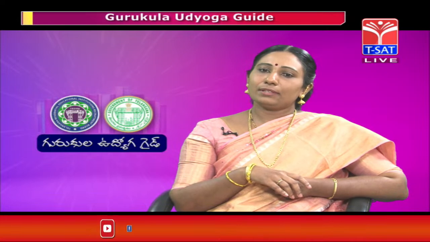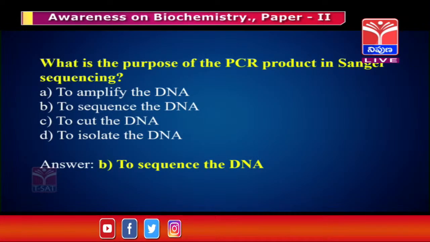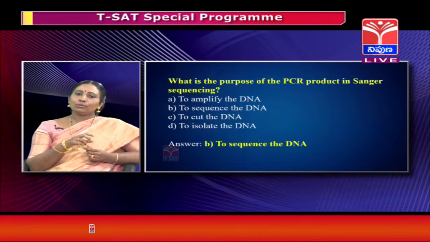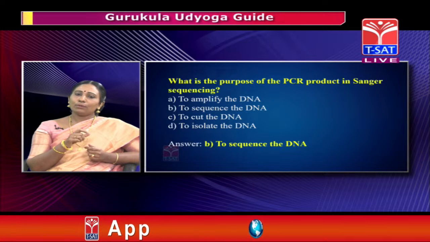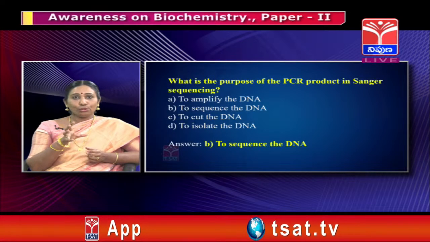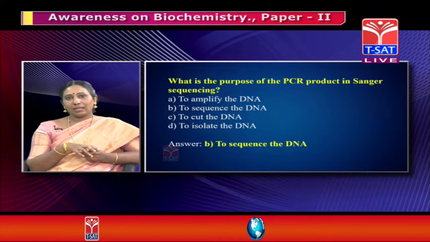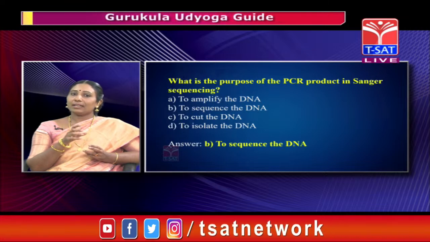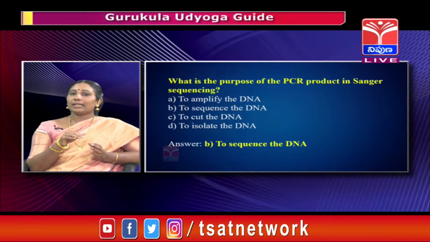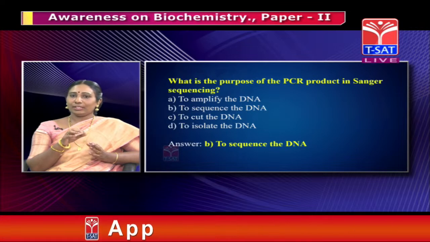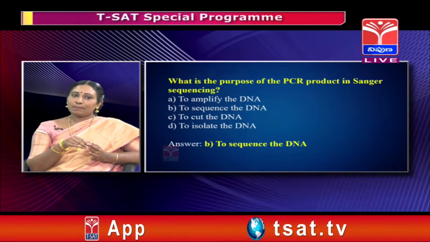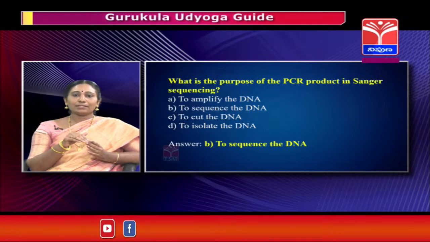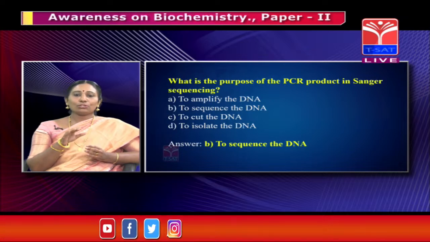What is the purpose of PCR product in Sanger sequencing? The options given are to amplify the DNA, to sequence the DNA, to cut the DNA, to isolate the DNA. So, you need to know what exactly Sanger sequencing is and what a PCR product is. When you are learning PCR and other techniques, you should also learn about various conditions: the temperature at which the technique happens, the annealing temperature, the denaturation temperature. When you go into such deeper aspects, you can answer such questions. So, the answer is to sequence the DNA.